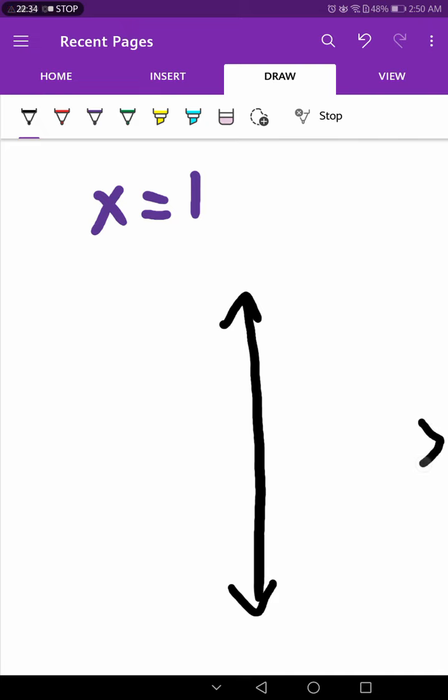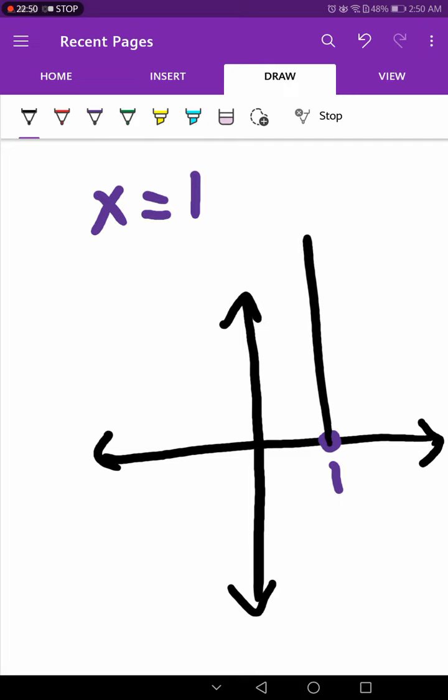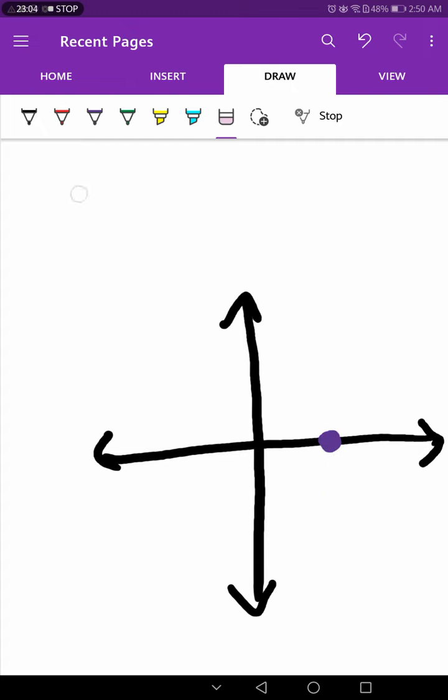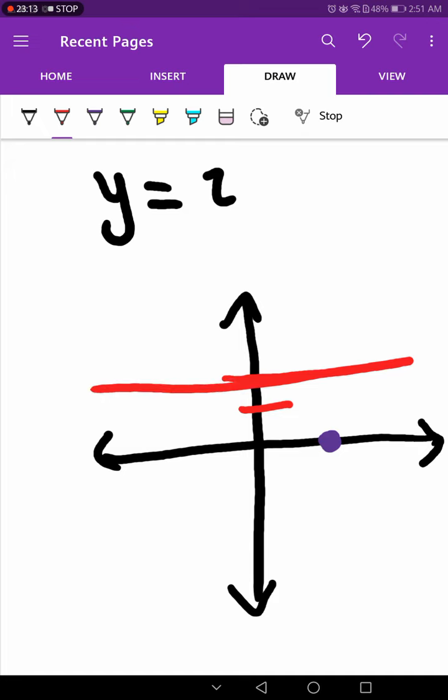Draw this and this, and you find x equals 1, which is here. If he asks you to graph it, just draw a vertical line like this one. So teacher, if he asks me about y equals 2, that means you count 1, 2 and draw the line like this. This is an equation.